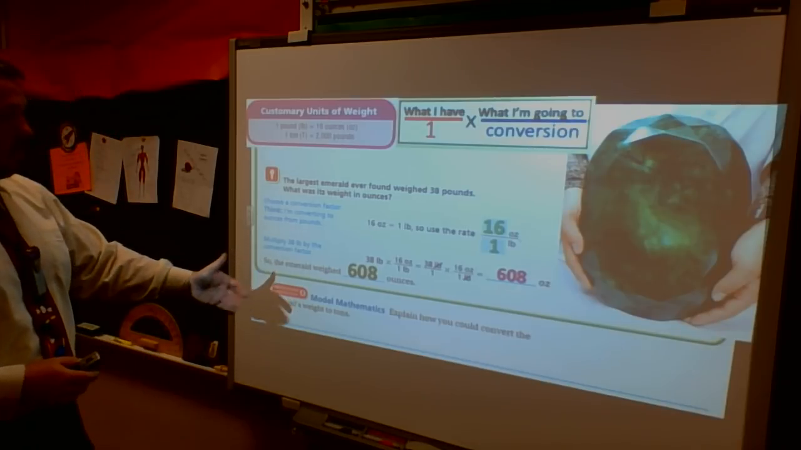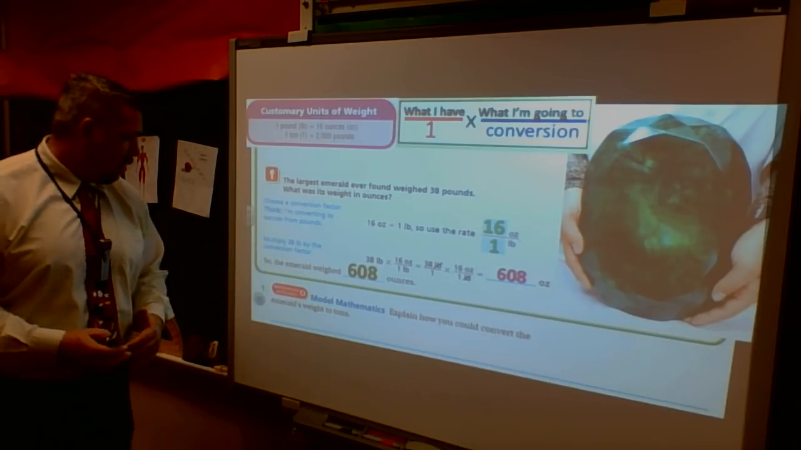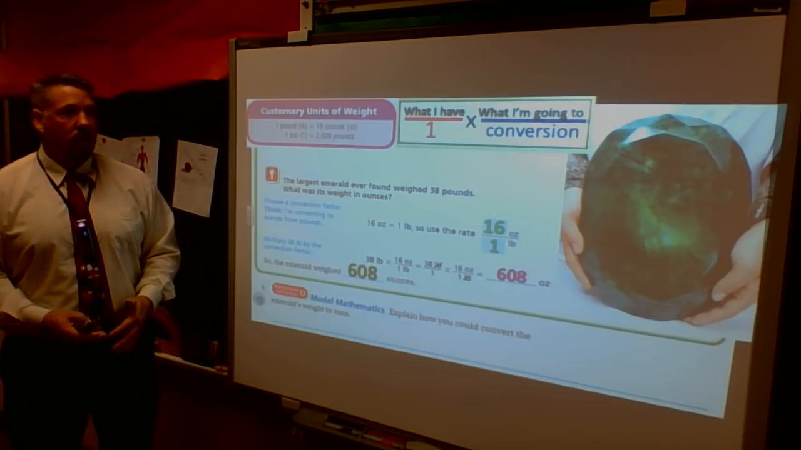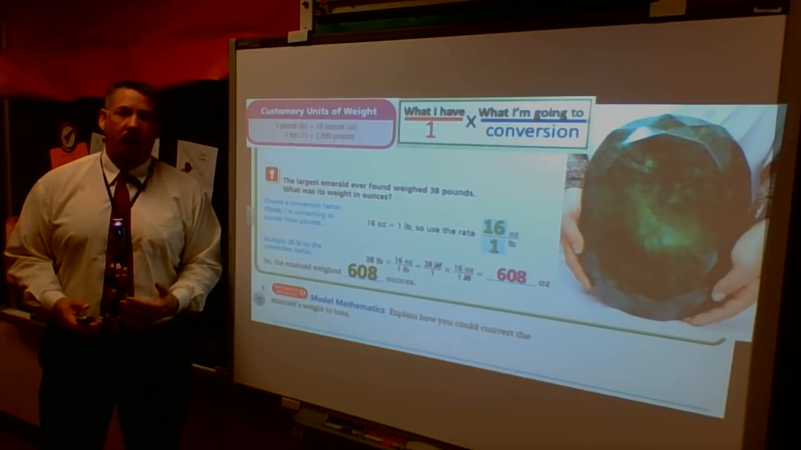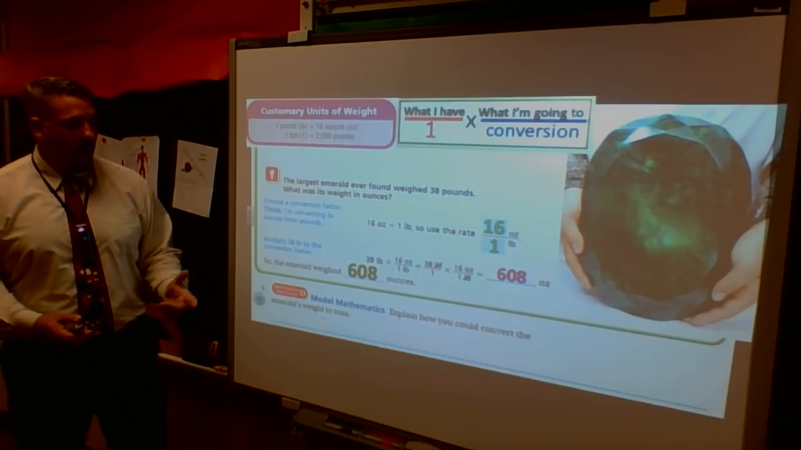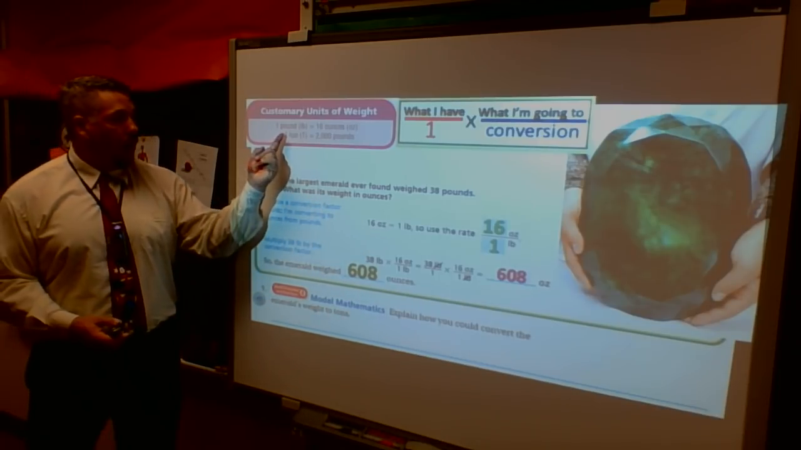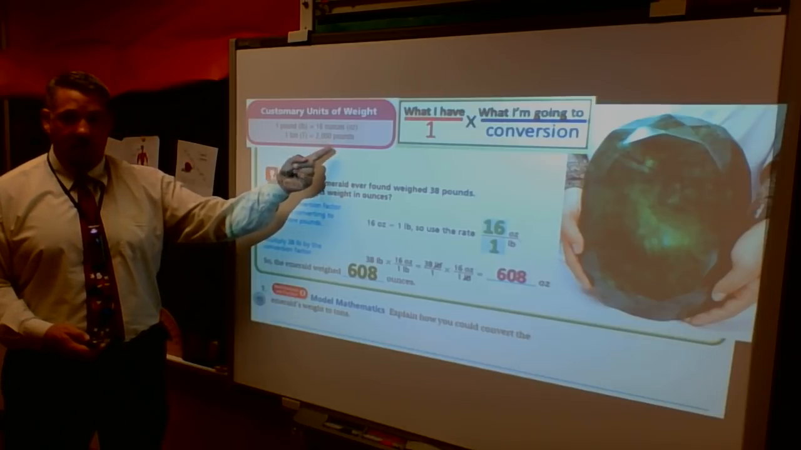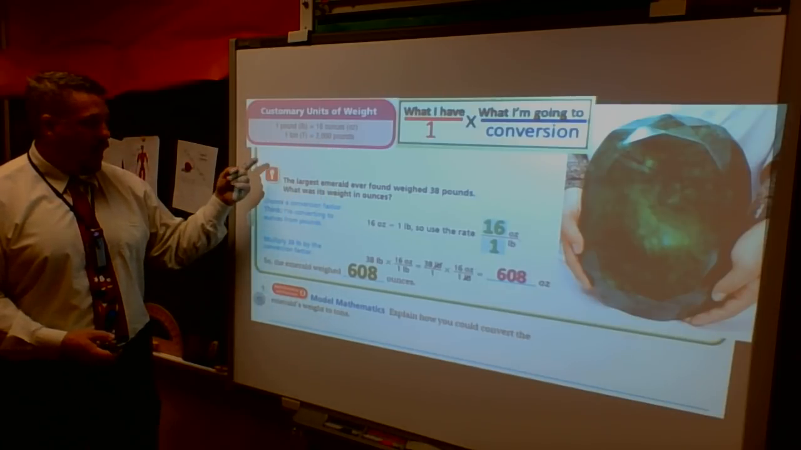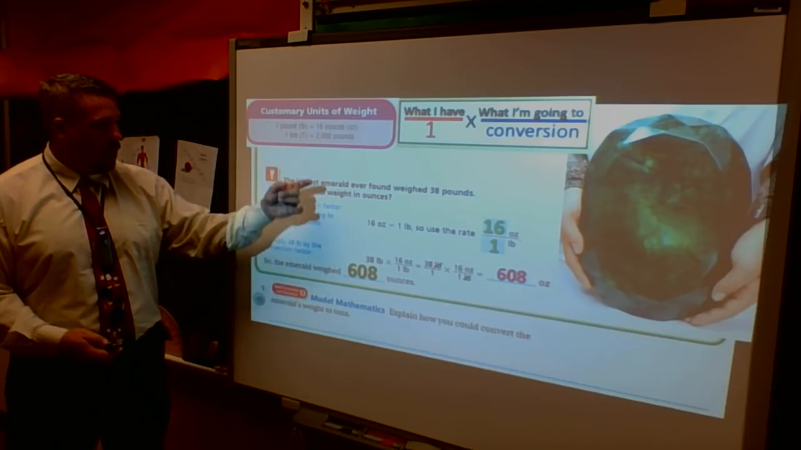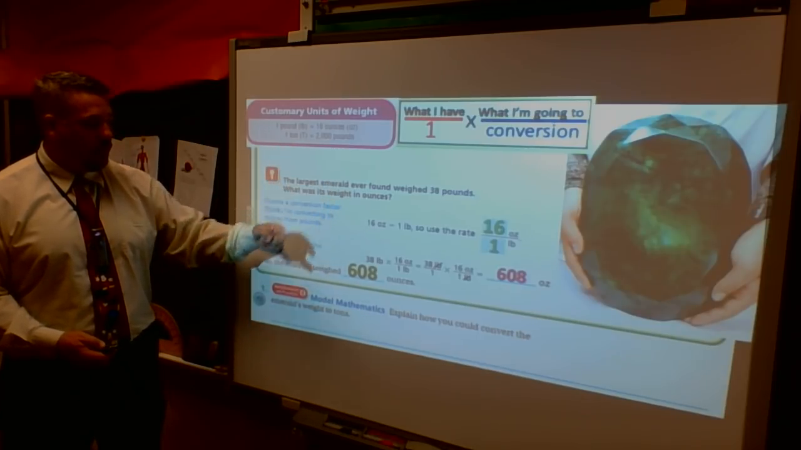Well, look at question 1. Explain how you can convert the emerald's weight to tons. Wow, tons. Well, that would be a pretty small weight. However, if I know how many pounds it was, which is 38 pounds, and I know that 1 ton is the same as 2,000 pounds, then I would have to have pounds on top and pounds on bottom, which would give me 38 over 2,000.